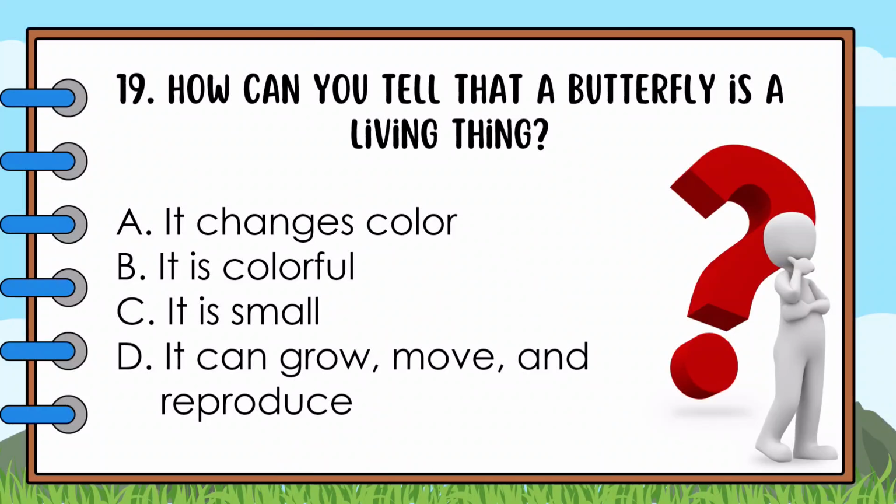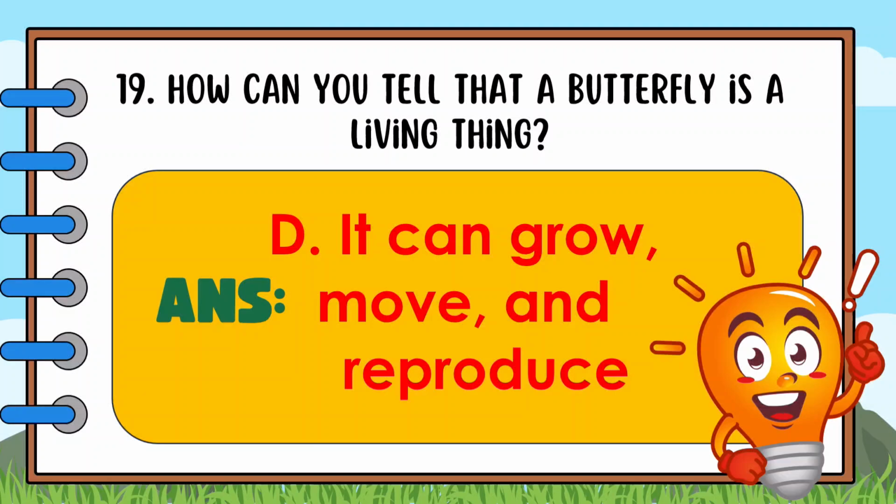How can you tell that a butterfly is a living thing? A. It changes color. B. It is colorful. C. It is small. D. It can grow, move, and reproduce. The answer is D. It can grow, move, and reproduce.